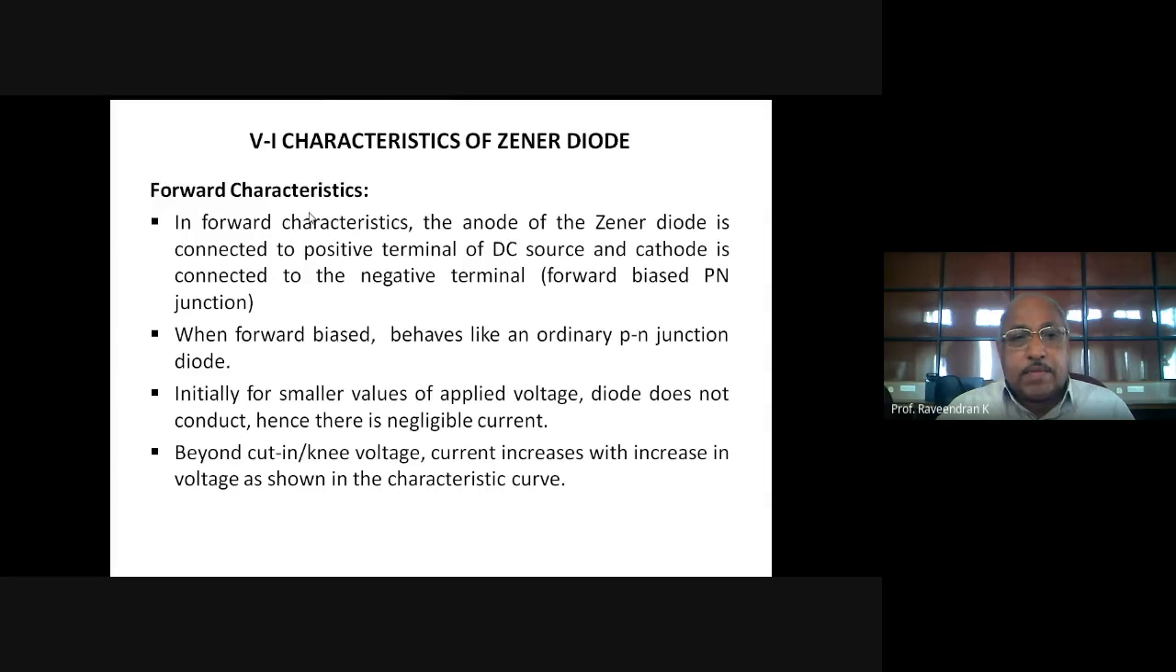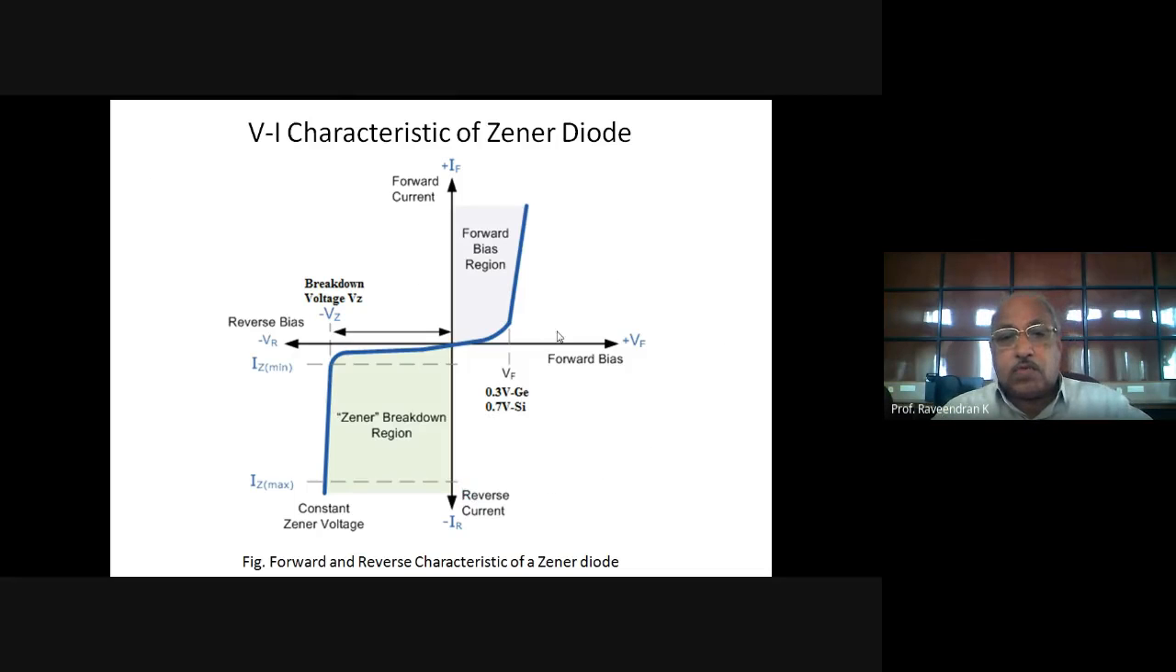So when the diode is forward biased, it behaves just like a PN junction diode. Initially, for small values of applied voltage, the diode does not conduct, and hence there is negligible current. But when the forward diode voltage increases beyond the cut-in voltage, current increases with increase in voltage, as shown in the figure here. This is the forward voltage curve, which is very similar to the curve of the PN junction diode.